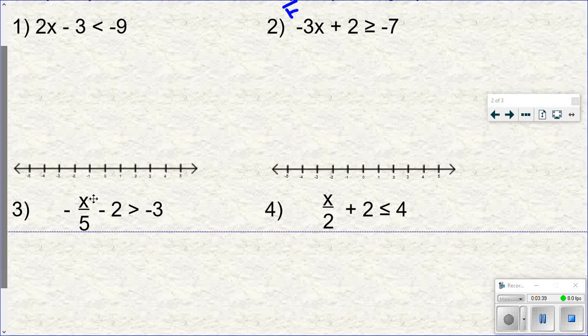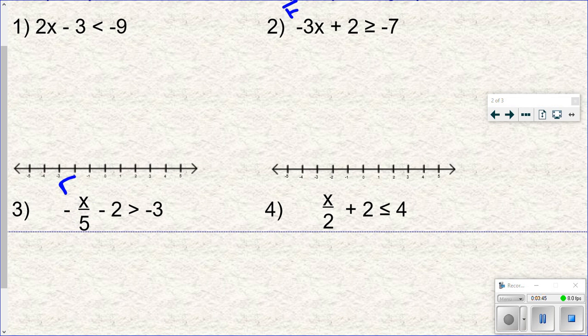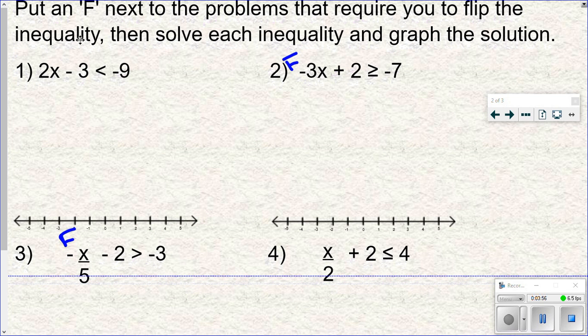And likewise on number 3, here's a negative in this division. So this is one that I'm going to need to flip. Number 4, this is a positive. There's no negative here. So I don't need to flip that one. All right, so let's go back to number 1. And I said that you're going to solve these just like you solve an equation.